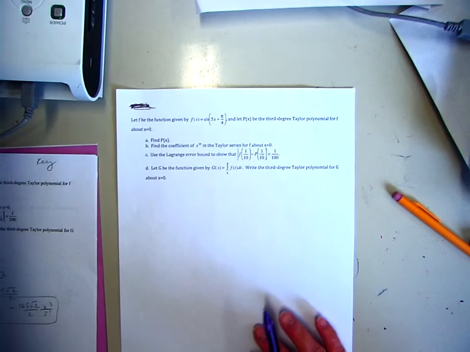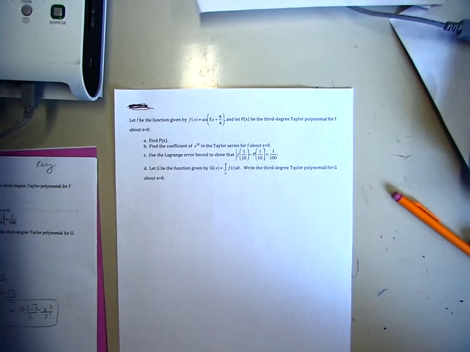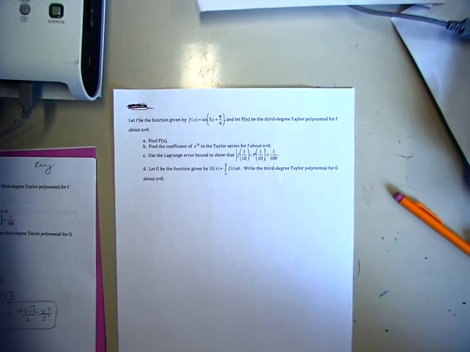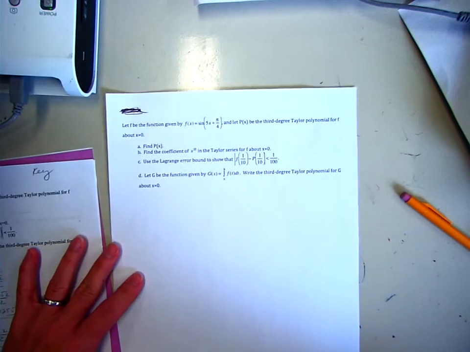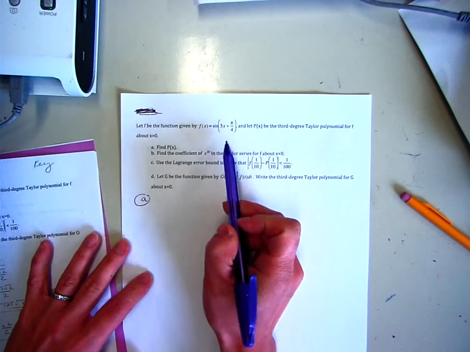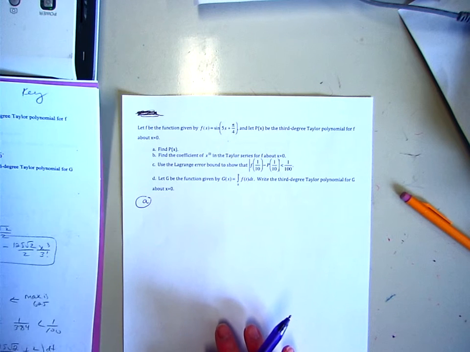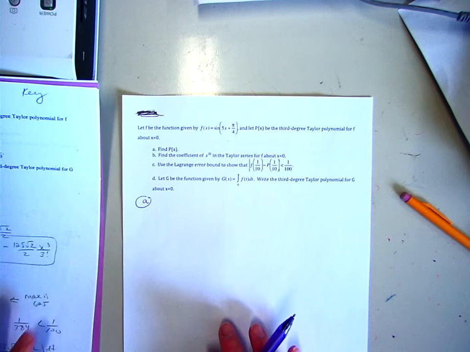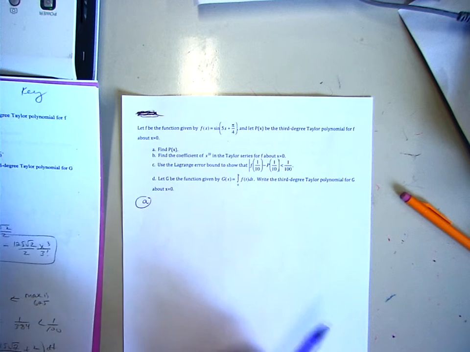Okay, you're given a function in terms of sine, and p of x represents a third degree polynomial, and they want you to find p of x. Because this is not centered at 0, we cannot work off of the sine function that we know, so we're going to come up with the derivatives first, and since I want the third degree, I'm going to get up to the third derivative.